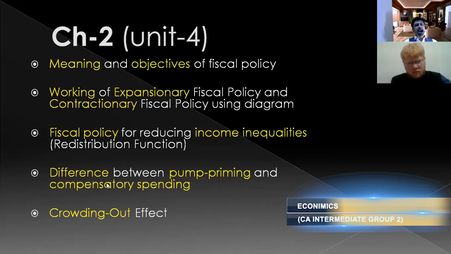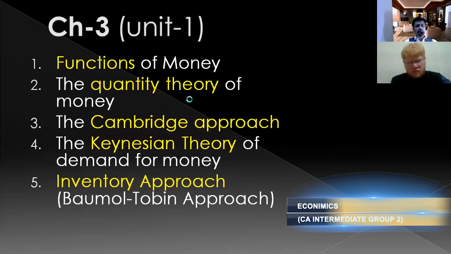The next is the third chapter. In the third chapter, in the first unit, these are some of the important subtopics: the functions of money, the four functions, followed by the quantity theory of money, also known as the equation of exchange, then the Cambridge approach, the cash balance approach, the Keynesian theory of demand for money, and finally the inventory approach, which is also known as Baumol-Tobin approach.